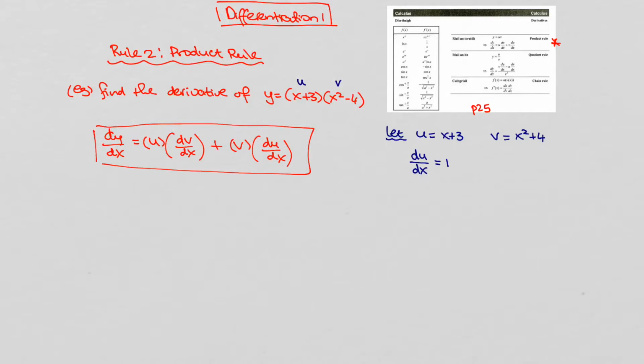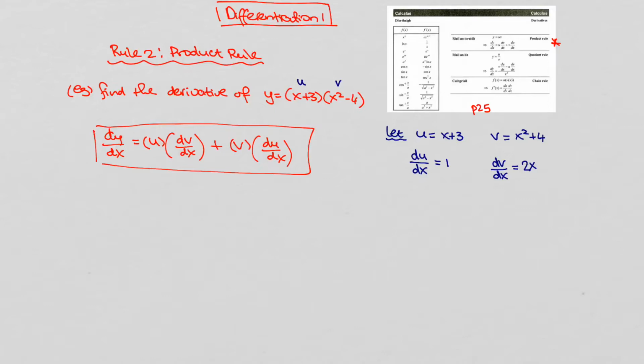If I then look at v and I differentiate v with respect to x, then I get x squared differentiated is, bring down the power and take 1 away from the power. In other words, I get 2x. And if I differentiate 4, well, I get 0, because the derivative of a constant is always 0. So now I have u, I have du dx, I have v, and I have dv dx.